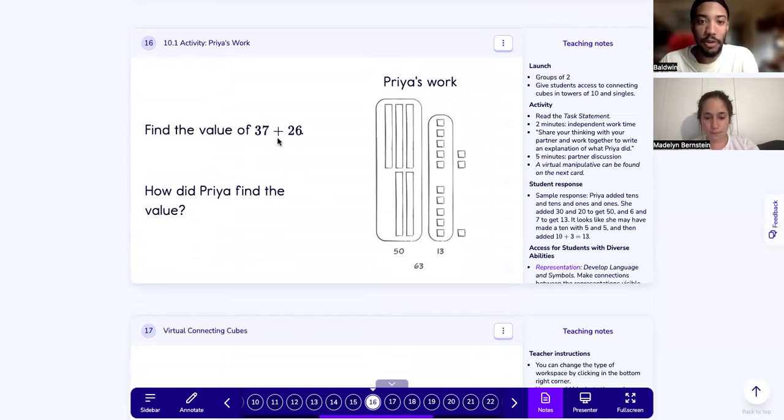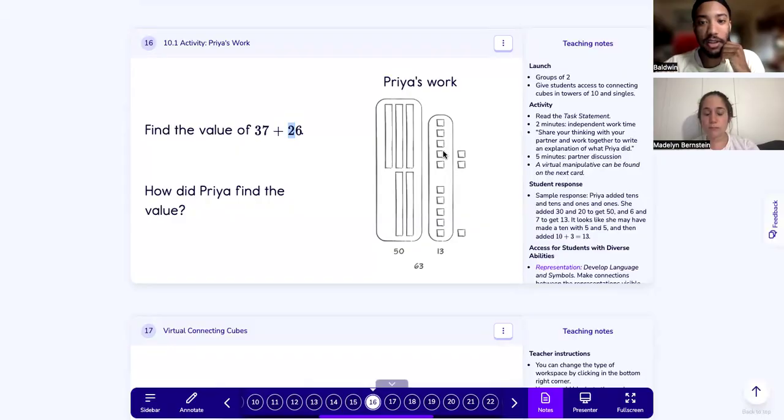All right, so it says find the value of 37 plus 26. How did Priya find the value? Okay, so this is Priya's work right here. Priya has grouped her work by adding 5 ten sticks together to get 50, right? So she did 10, 20, 30, 40, 50. And the reason she got 50 was because she looked at her tens place in 37. She had three tens. And then she looked at her tens place in 26. She had two tens. Five plus three plus two equals five. That's how she got five tens, which is 50.